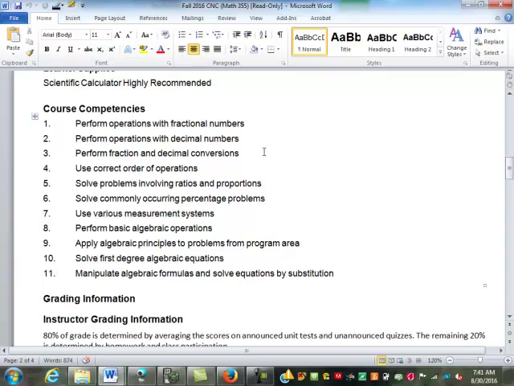Now, with that said, there may be several of you, especially if you're right out of high school, looking at that list thinking, I've had all that and I know how to do all that.